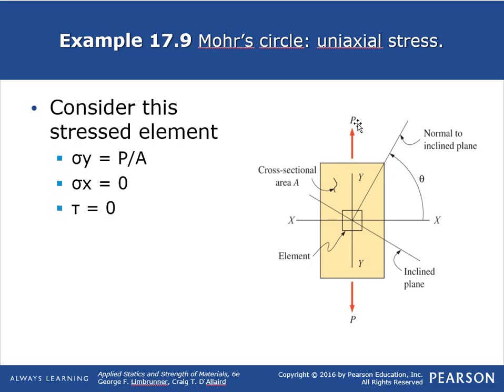There's only stress in the y direction. There's no stress in the x direction in this element. Okay, so sigma y equals P over A. That is our stress. Sigma x equals 0. And in this particular case, at this element and this orientation at 0 degrees, our shear stresses are 0.